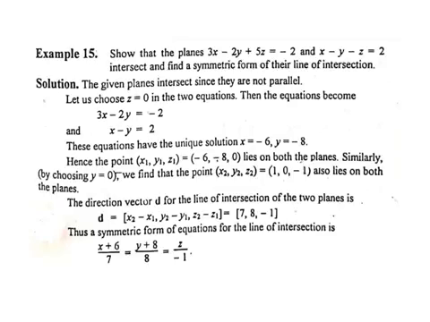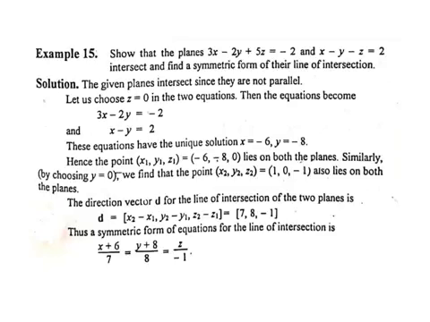Solution: the given planes intersect since they are not parallel. As you can see from the equations, 3x minus 2y plus 5z equals minus 2 and the other plane is given by x minus y minus z equals 2, the corresponding ratios of their coefficients are not the same, which shows that these planes are not parallel. So they must intersect. They are non-parallel planes.